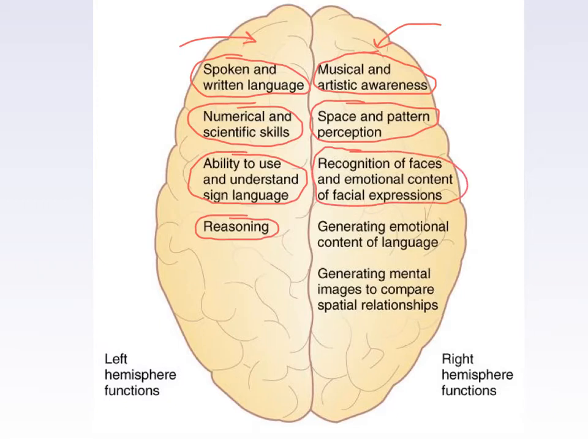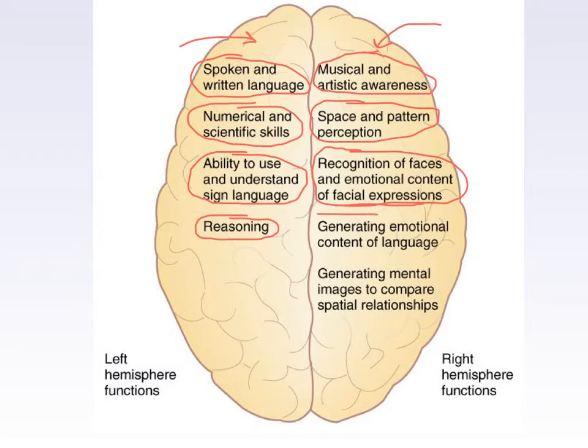So if part of your right hemisphere is damaged, sometimes you will not be able to recognize people, you won't be able to recognize faces or recognize facial expressions. So even if someone had the biggest smile on their face and you asked them, is that person happy or sad? They would be like, I don't know, how can I tell? That's because the right side of the brain is what recognizes facial expressions.